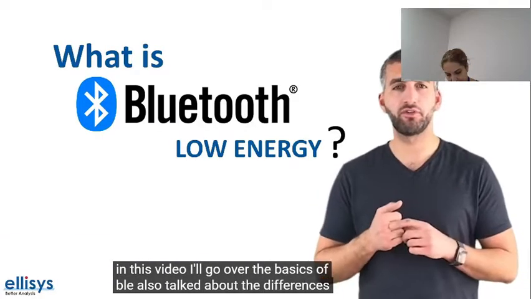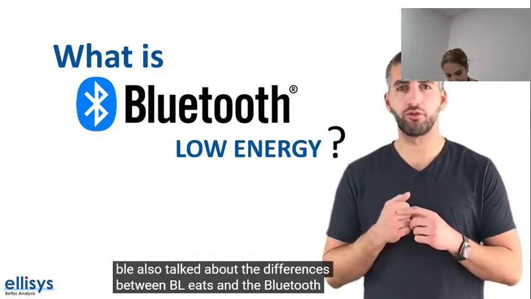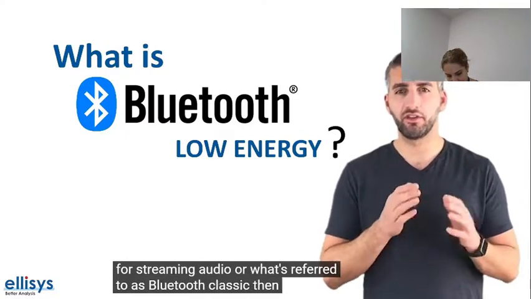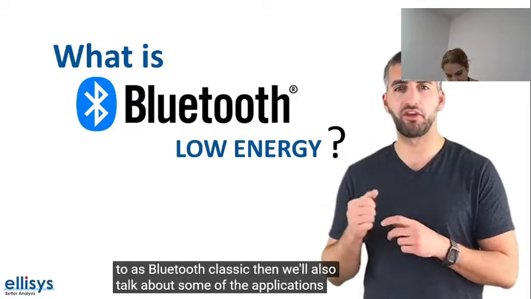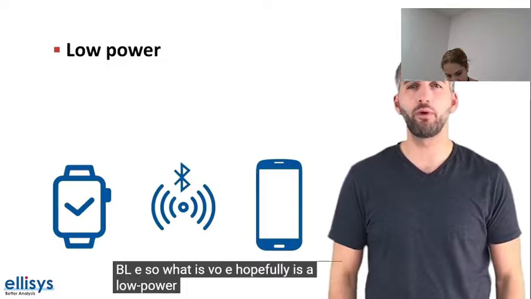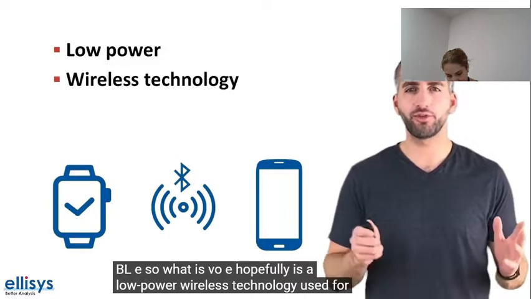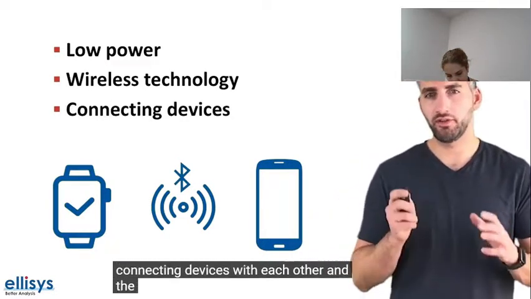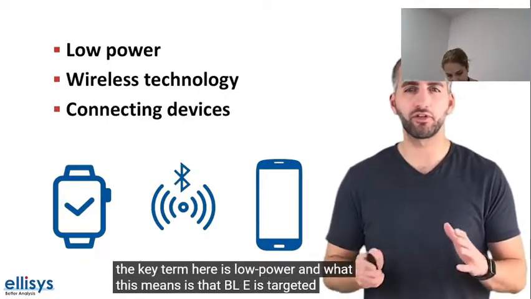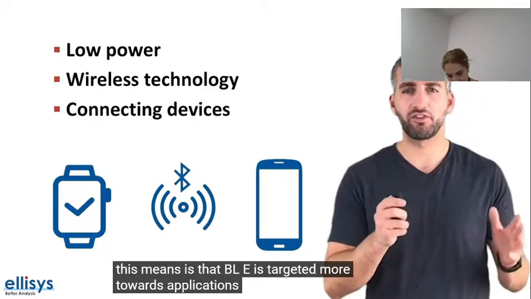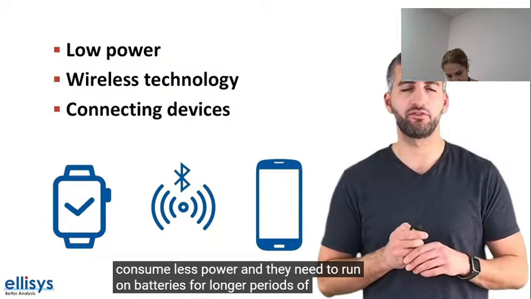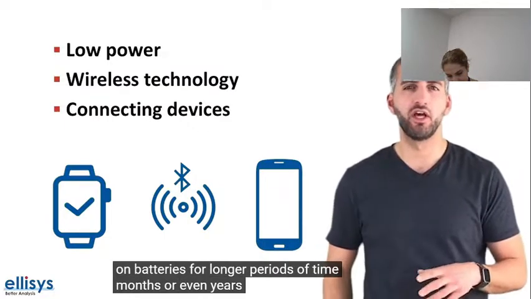We'll also talk about the differences between BLE and the Bluetooth we use for streaming audio, or what's referred to as Bluetooth Classic. Then we'll also talk about some of the applications of BLE. So what is BLE? Well, BLE is a low-power wireless technology used for connecting devices with each other. And the key term here is low power. And what this means is that BLE is targeted more towards applications that need to consume less power and may need to run on batteries for longer periods of time, months or even years.